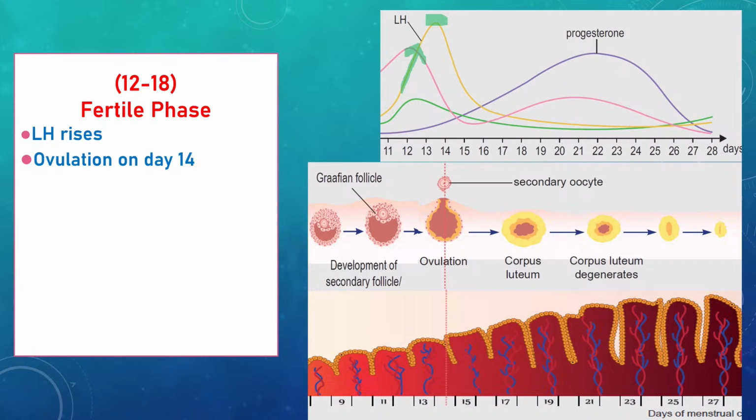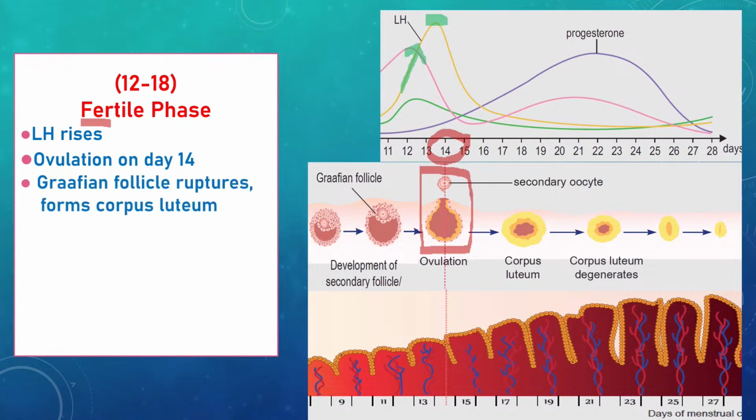So you can see here on day 14, the Graafian follicle ruptures, releasing the secondary oocyte. So that's ovulation, right? Rupturing of the Graafian follicle, releasing the secondary oocyte into the fallopian tube. That's why we call it a fertile phase, because there is a chance of pregnancy. There's a possibility of the female to produce offspring during this phase.